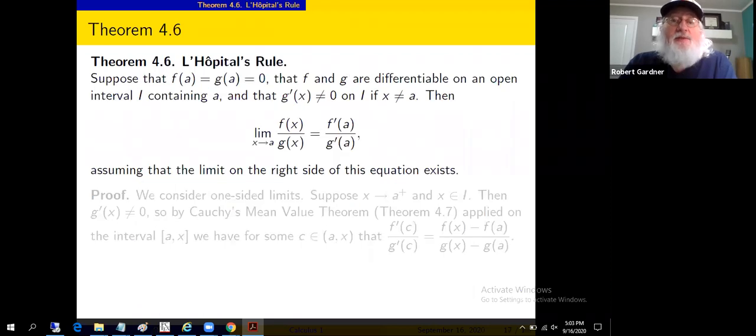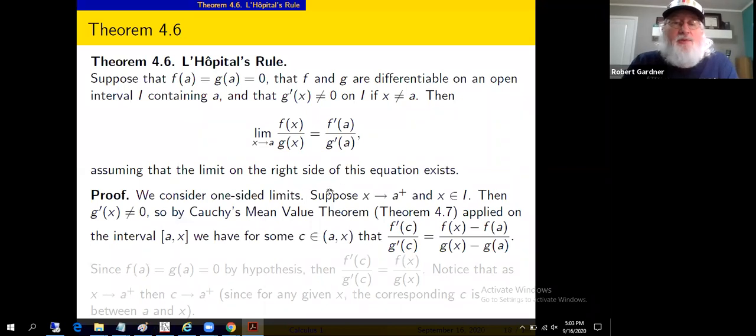We did this so we can prove L'Hopital's rule. Theorem 4.6, as we stated it: f of a and g of a are 0, f and g are differentiable on an open interval I containing a. The derivative is non-zero on that interval, except maybe at a. Then the limit as x approaches a of f of x over g of x is f prime of a divided by g prime of a. Oh, assuming the limit exists.